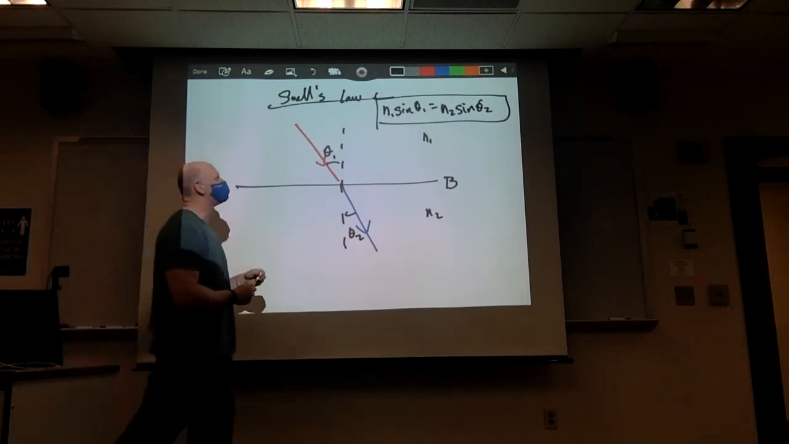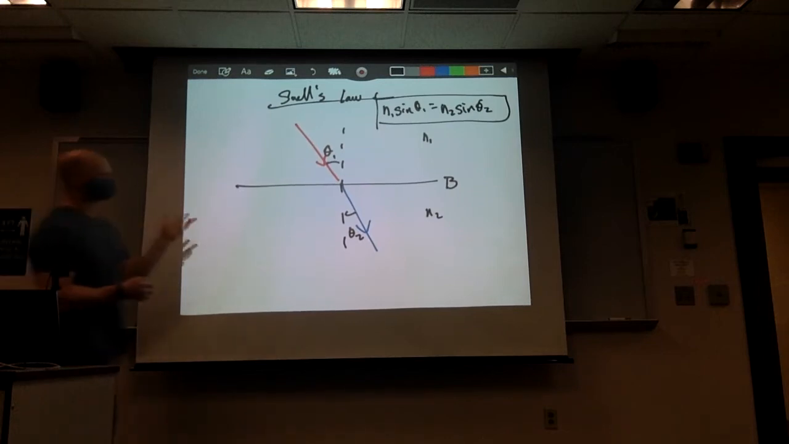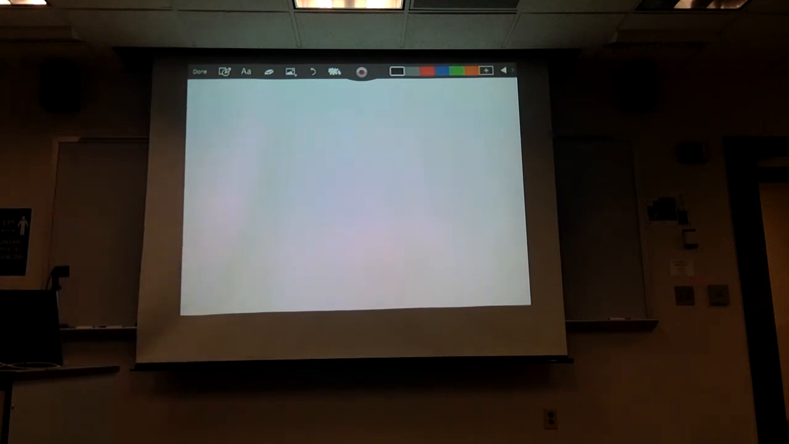Now, what does all of this mean? What this basically means is that we can determine the size of theta 1 versus the size of theta 2, depending on the size of N1 versus the size of N2. So let's look at some cases of this. We talked about these cases in the lab, and I'm going to do it again.